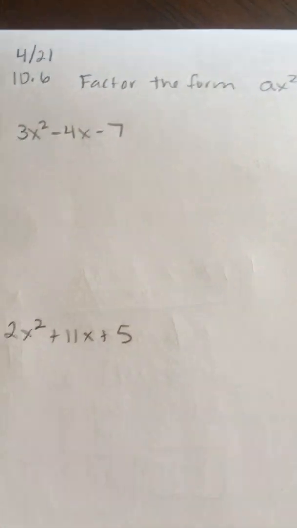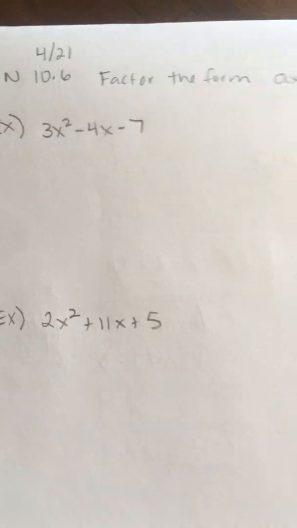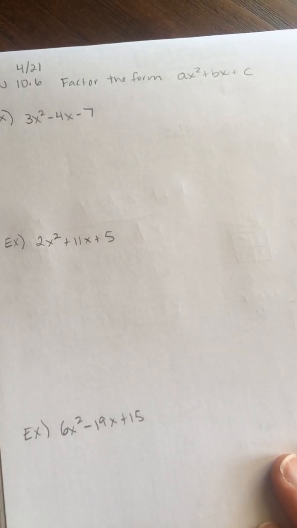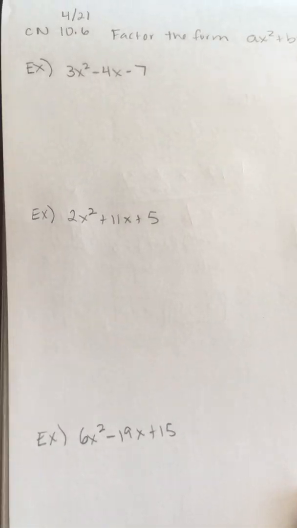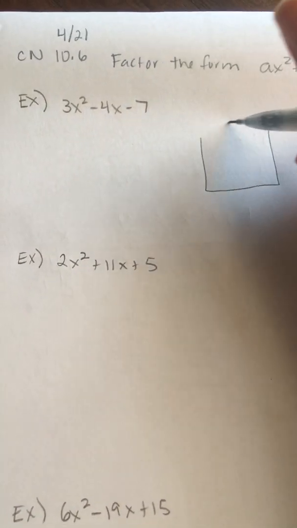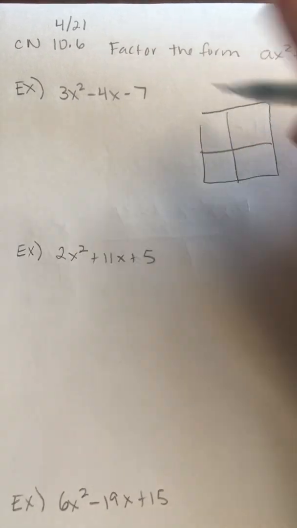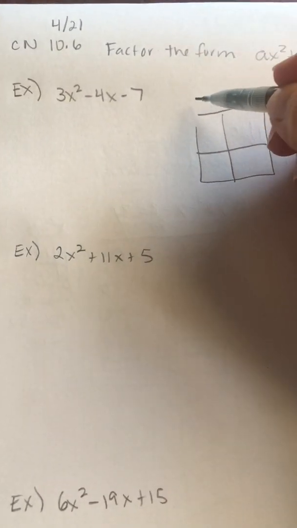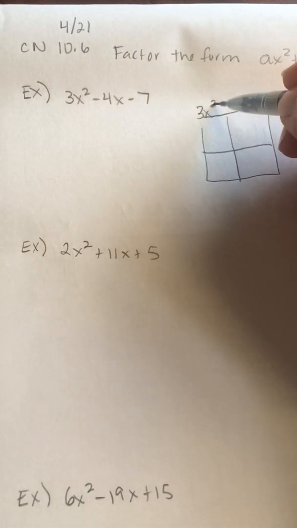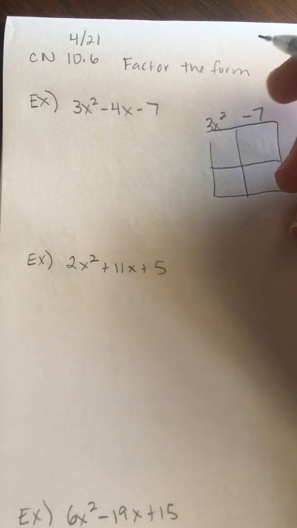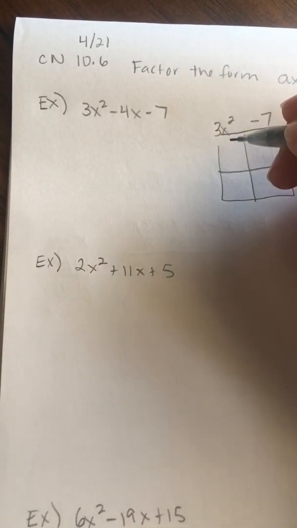So on the paper, I have the same thing that we had on the screen. We are going to take class notes on 10-6, factor the form ax squared plus bx plus c. I'm going to start my box. My goal for today is to factor this. The new piece is that this is not a 1. It's a 3x squared. So we can't just use x and x. We have to use the numbers that multiply to give you 3.